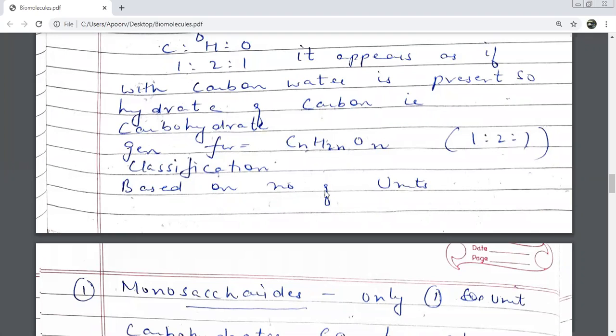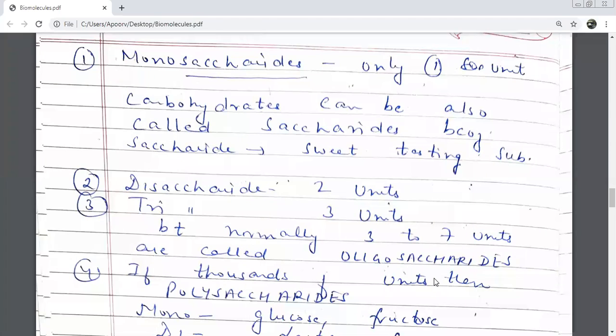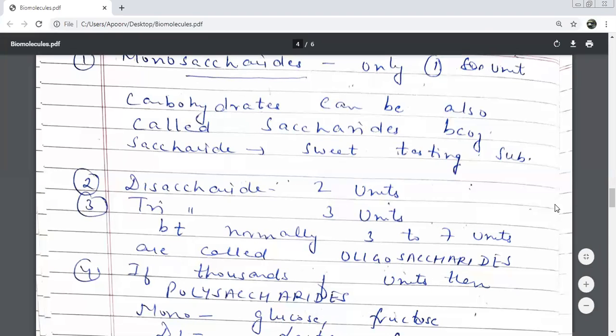I was telling you about the classification of carbohydrates, and then I said the first category is monosaccharides. It has only 1 unit. Carbohydrates can also be called saccharide because the word saccharide actually means sweet tasting substance. And carbohydrates have a sweet taste. So we also call them saccharides. If there is only 1 unit present, we call them monosaccharide.